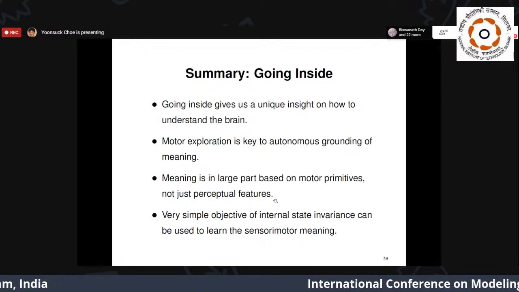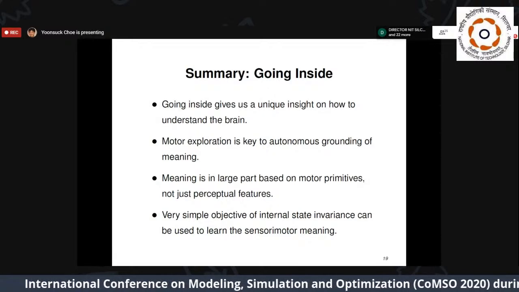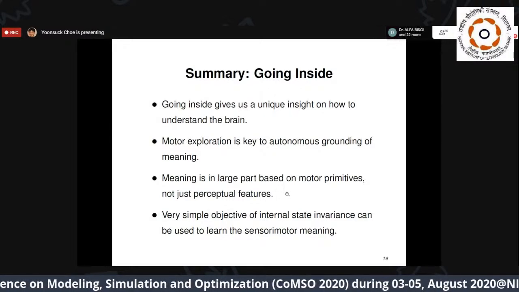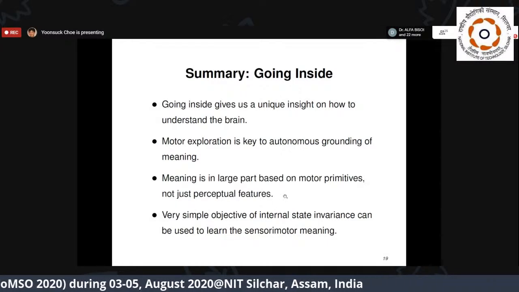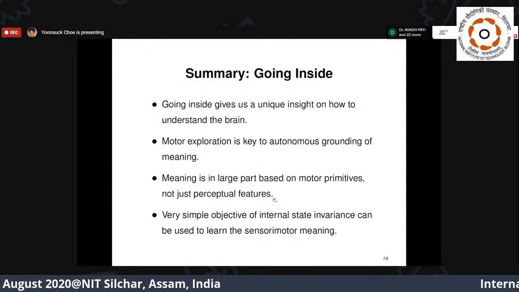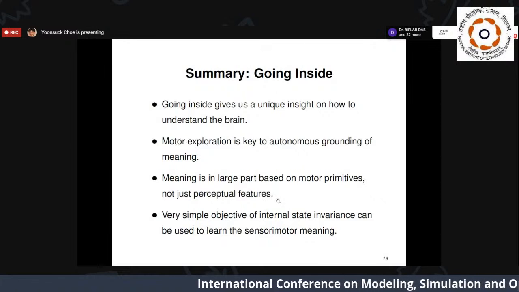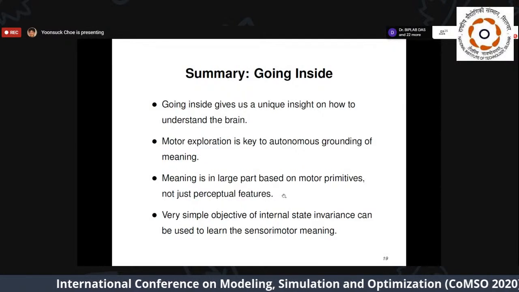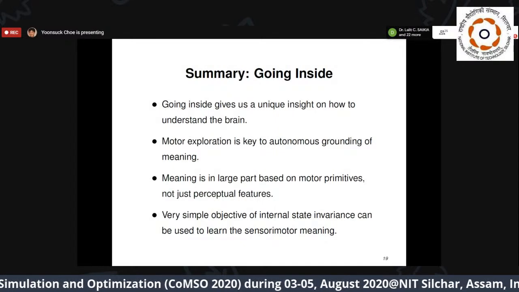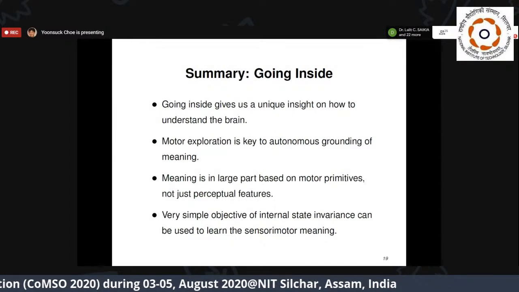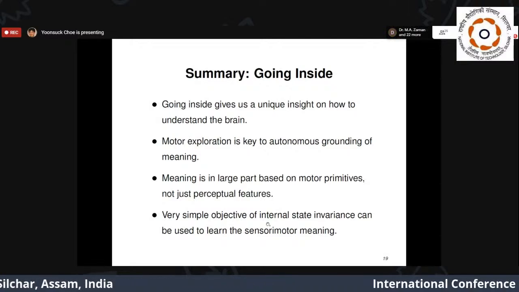And so in large part, meaning is based on motor function, not just perceptual features. So this is very reminiscent of the embodied cognition approach. And also some philosophical views like Wittgenstein's view on the meaning of language. He stated that the meaning in language is based on the usage of words and so on, not what it refers to in the environment.